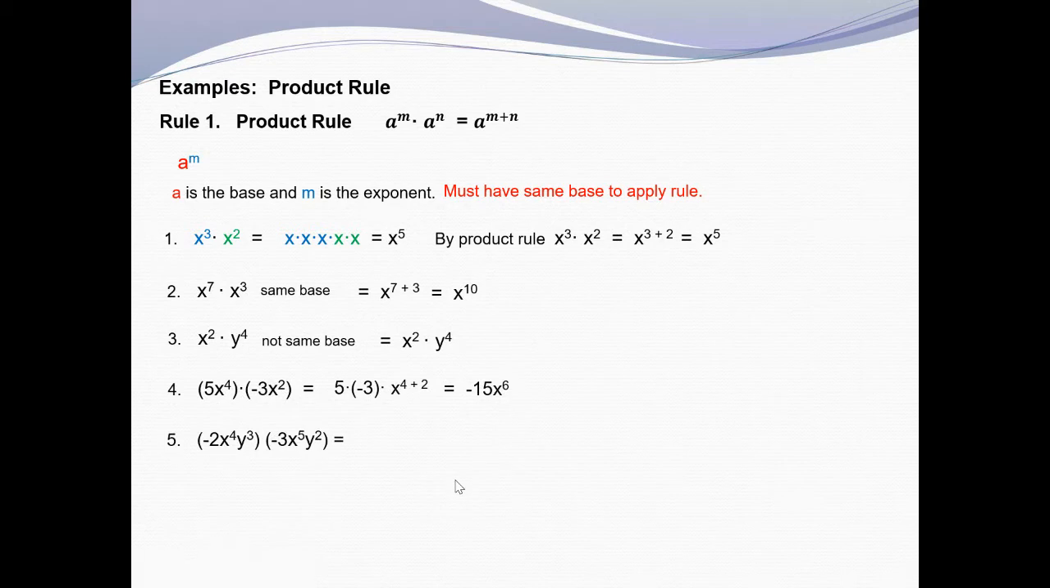Example number 5. Here, if you notice, we have -2 times -3, right? And then we have x to the 4th times x to the 5th, right? So we're going to combine the x's by adding the exponents. We have y cubed times y squared. Also, we're going to combine the y's by adding the exponents. So this will give us +6 x to the 9th, y to the 5th power. So this is my result.